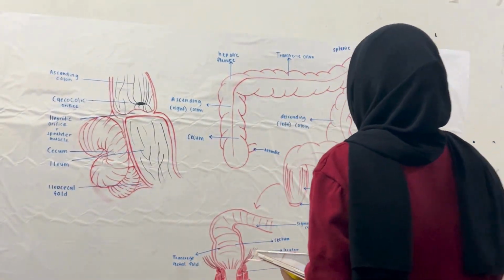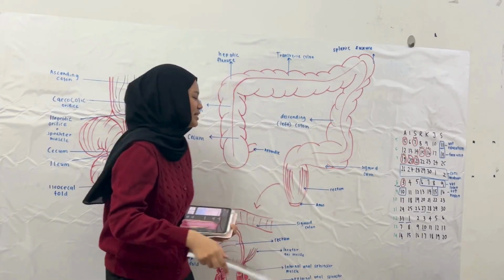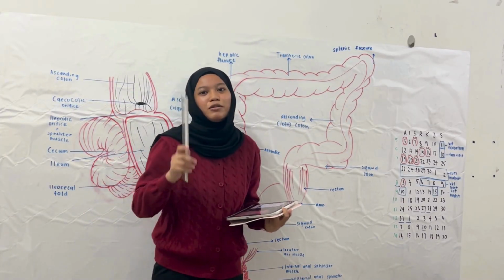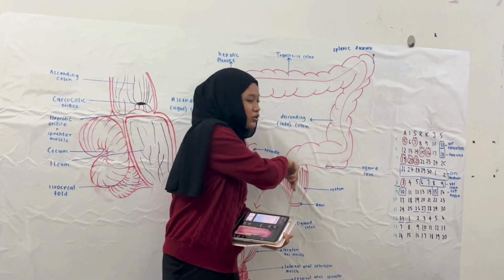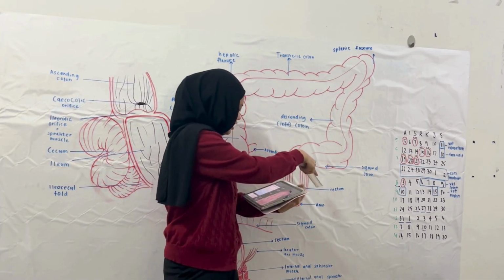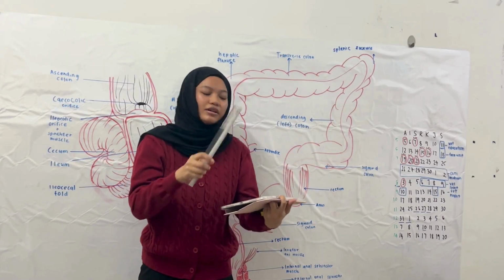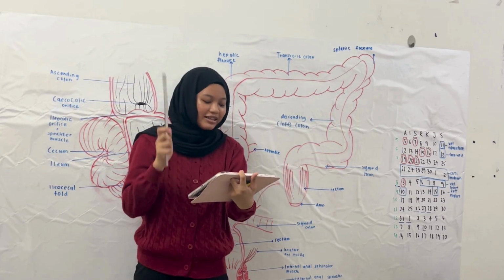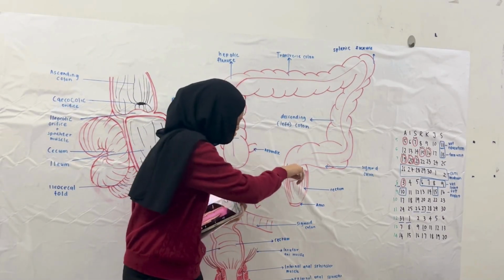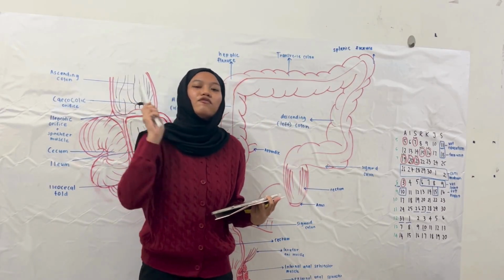For the last point, we have the rectal ampulla. What does it mean when we call it the rectal ampulla? It is the temporary part before the feces go out through the anus. So this is the rectal ampulla, which we describe as a dilated portion before it goes through the anus. Okay, that's for the rectum.